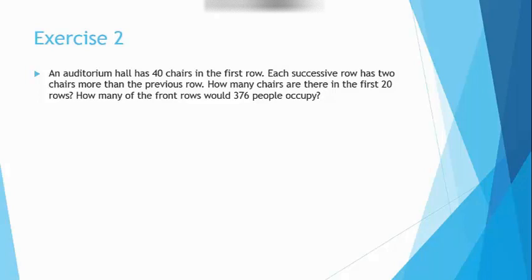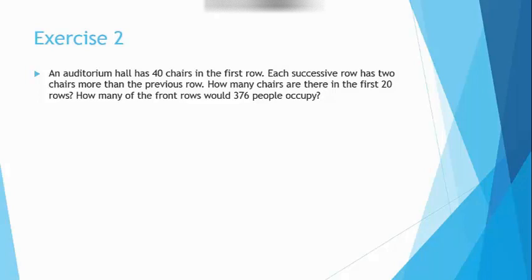Exercise 2. An auditorium hall has 40 chairs in the first row. Each successive row has 2 chairs more than the previous row. How many chairs are there in the first 20 rows? How many of the front rows would 376 people occupy?